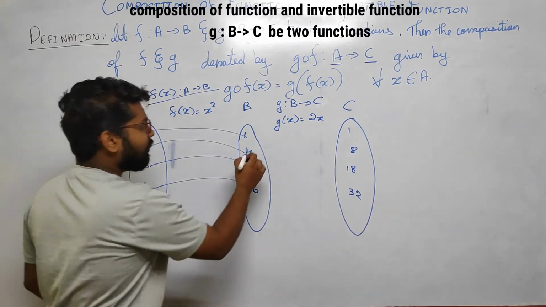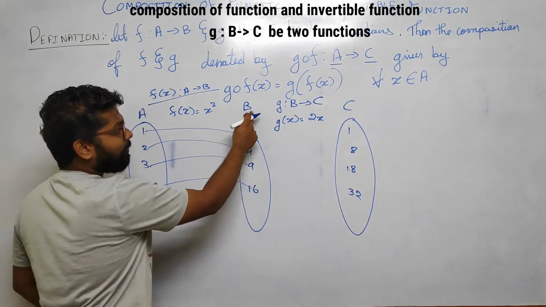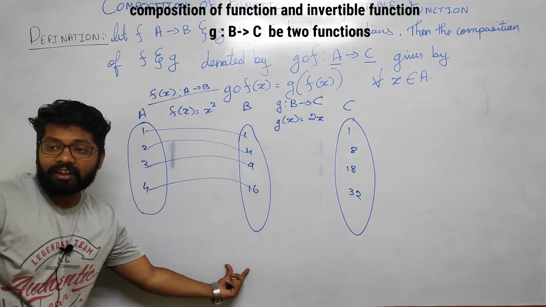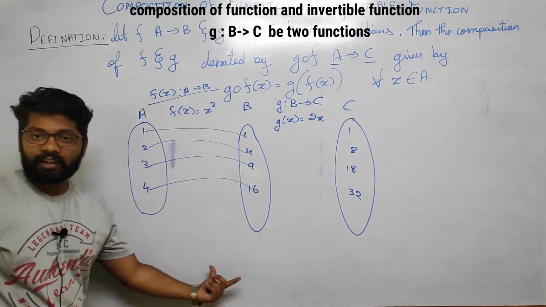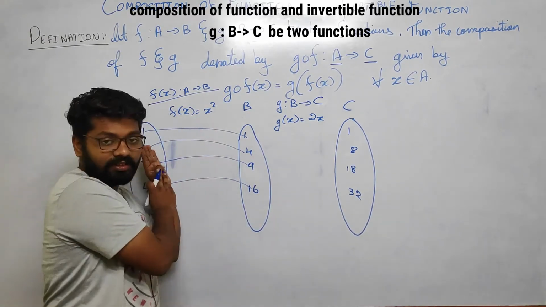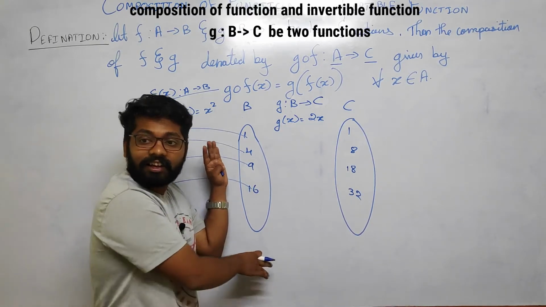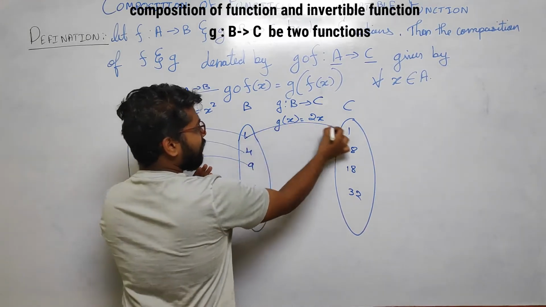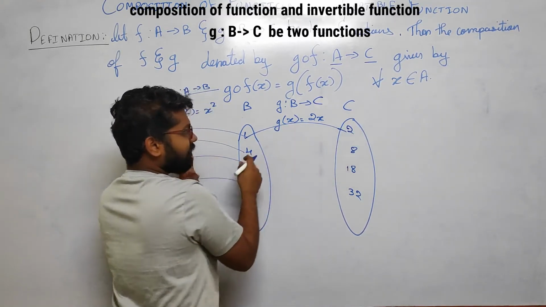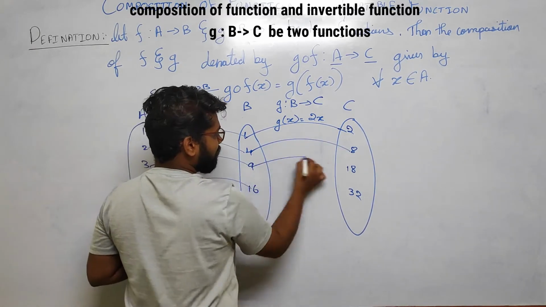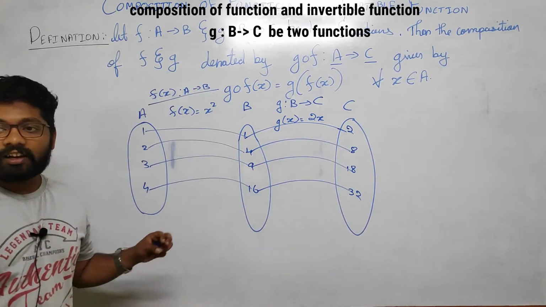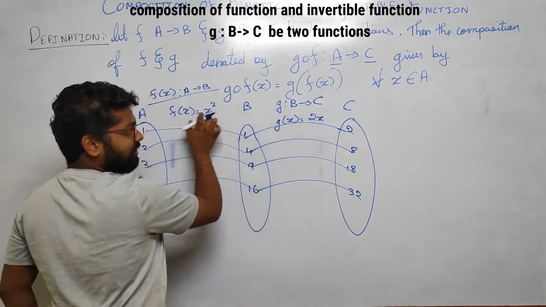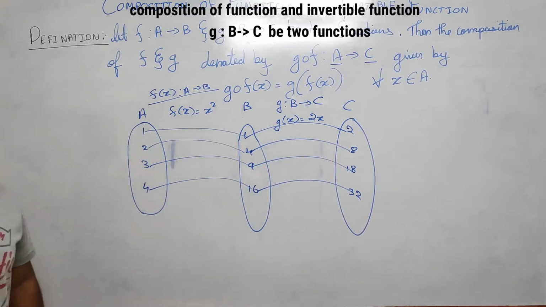Now what will I do? The mapping of g is from B to C. Earlier this was the domain and this was the codomain; now this set becomes the domain and this becomes the codomain. So 1 into 2x is what? Sorry, this should be 2. 1 into 2 is 2, right? So 2 here, and the mapping goes on like this. Understood? Now instead of using these two separate functions, what if I use only one function?